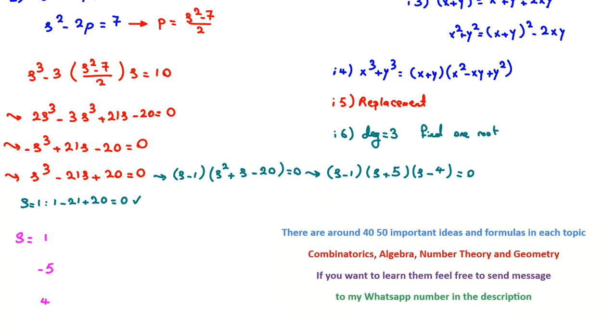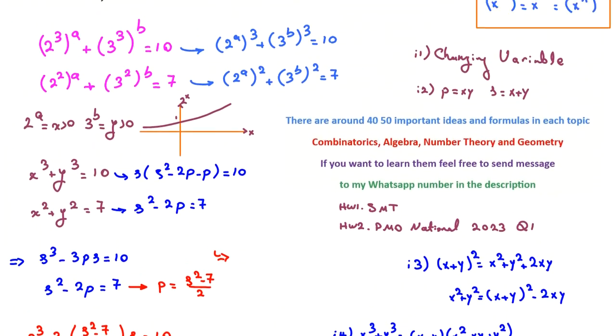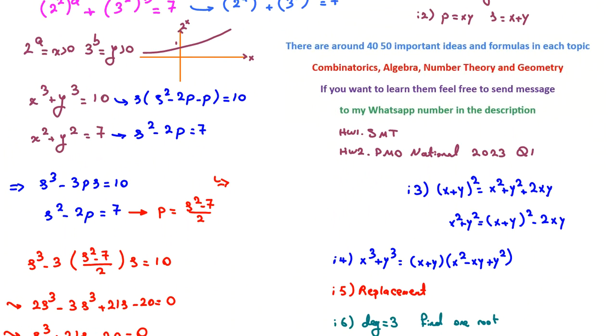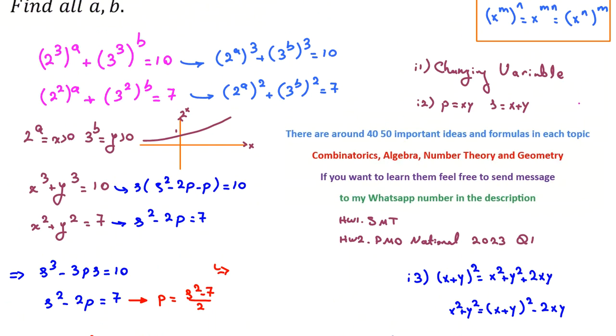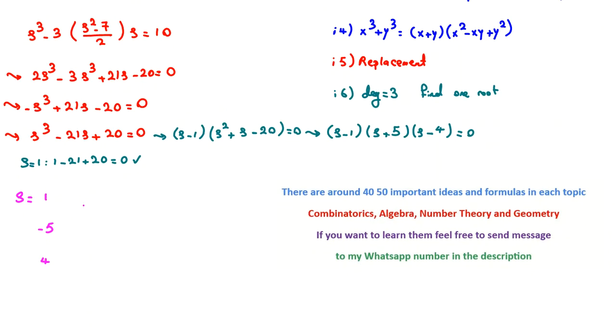Now, negative 5 is not possible. Why? Because s was what? x plus y. Here, x, y, and s we said is x plus y by using these changing variables. So x, y we said positive, so s positive, p positive. So we can reject this case.